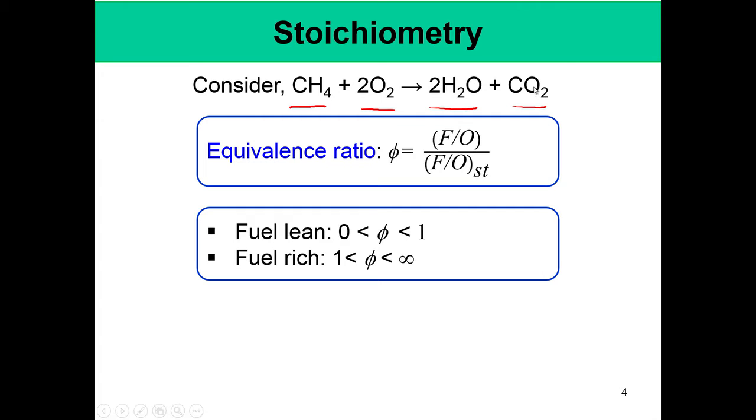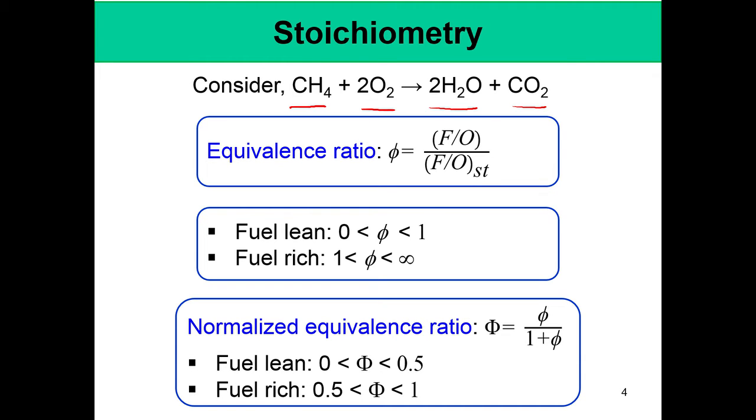Now, it is fuel lean if phi is between 0 and 1, and fuel rich if it is between 1 and infinity. Of course, you see that these fuel lean and fuel rich definitions do not occupy equal ranges. So, we can also define a normalized equivalence ratio, capital phi, defined as phi divided by 1 plus phi, and this gives a more symmetric definition for fuel lean and fuel rich. Of course, you must remember that though we define phi from 0 to infinity, this does not mean that combustion happens for all phi. It only happens within a certain range of phi, which will later be defined as flammability.